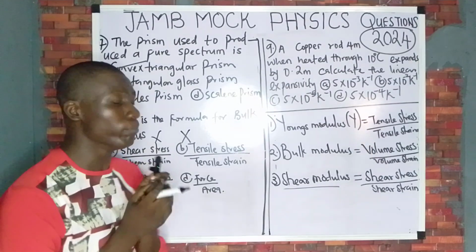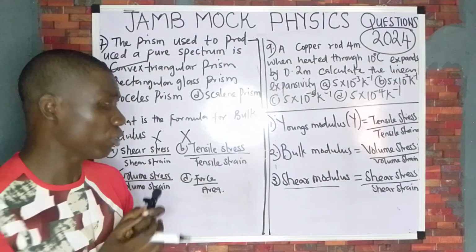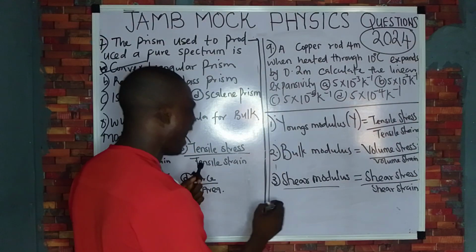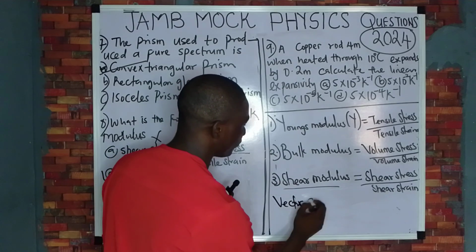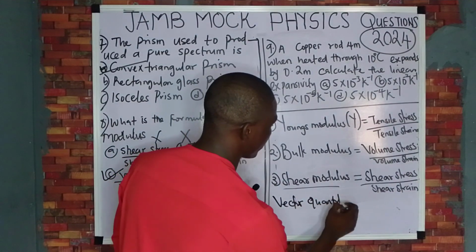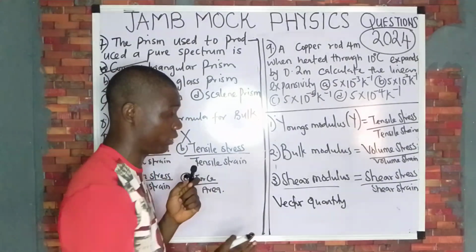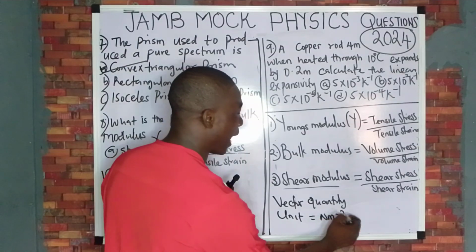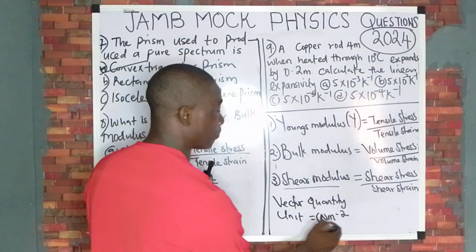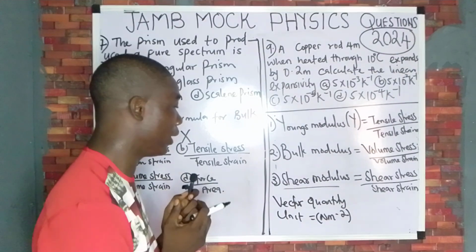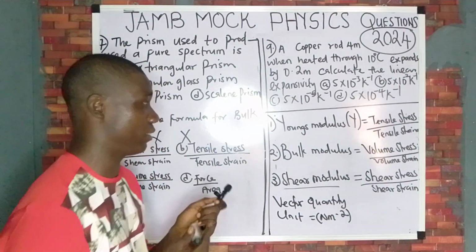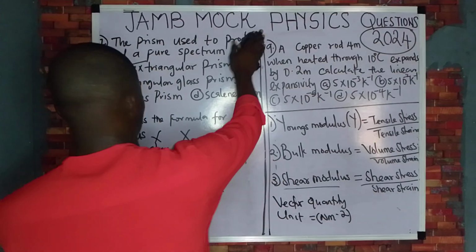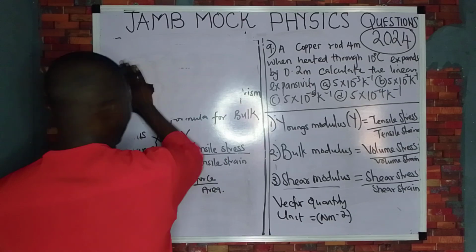Okay, so these are the 3 moduli of elasticity. Please take note of this important point: all the moduli are vector quantities. Please, they are vector quantities. All of them are vector quantities, that is, they have direction, and their unit is Newton per meter square, the same as pressure and stress. But take note that moduli of elasticity are all vector quantities. Let's quickly go to question number 9.